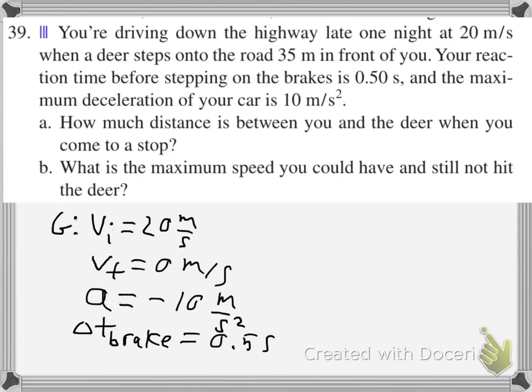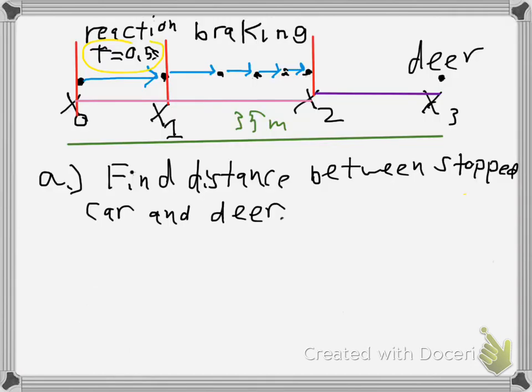Okay, so the first part of the question is we want to find the distance between the stop position of the car and the deer when it comes to a stop. This is when these particle models can really help simplify things. Even though I don't have exact times for each dot, and that's perfectly okay because we don't know what they are, it helps us put this problem into perspective.